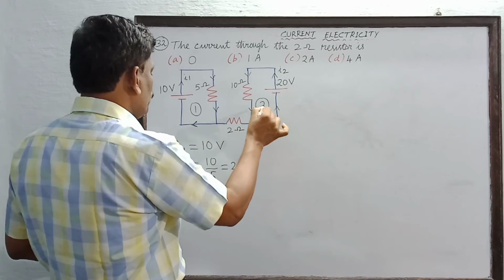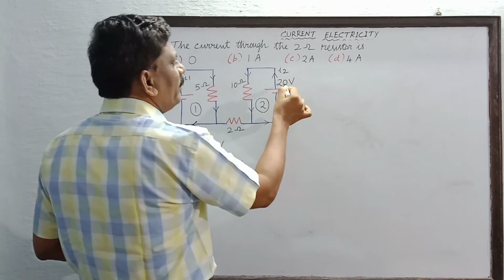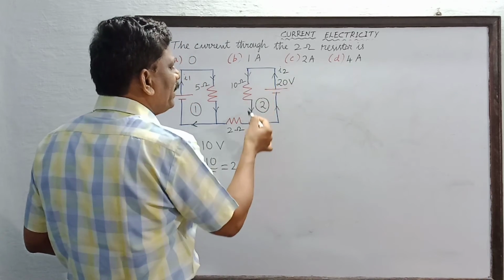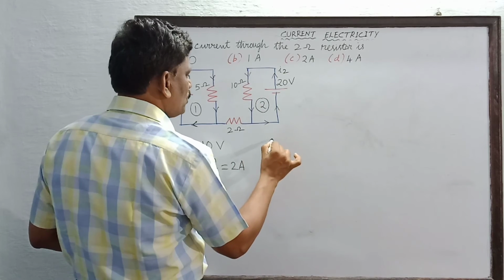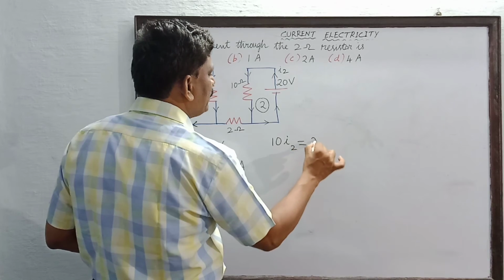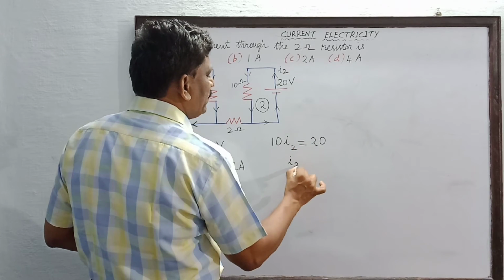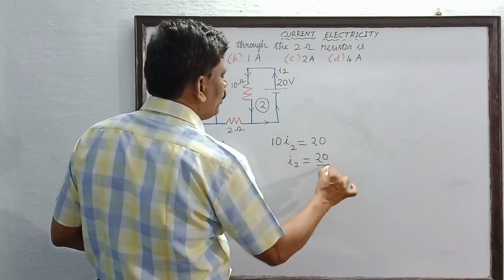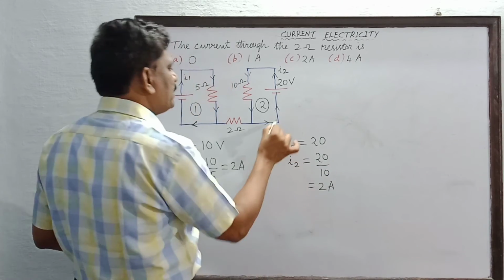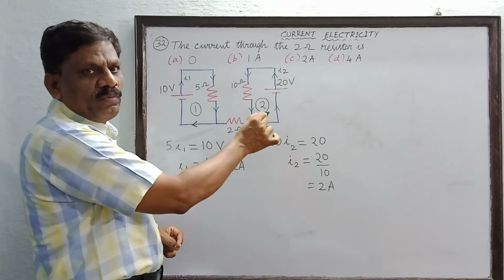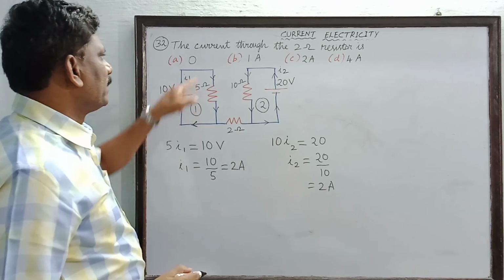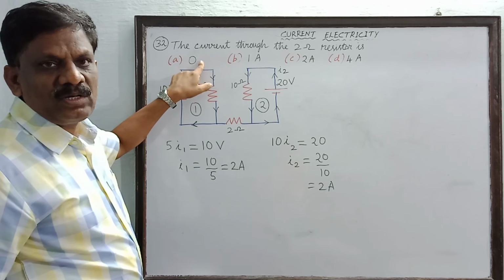Similarly, in loop 2, the EMF 20 volt battery is sending a current of I2 ampere through this 10 ohm resistor. So 10 into I2 is equal to 20. So I2 is also equal to what? 20 by 10. That is equal to 2 ampere. So this 2 ampere current will flow only within the loop. So there is no current through the 2 ohm resistor. So the current through the 2 ohm resistor must be equal to what? 0.